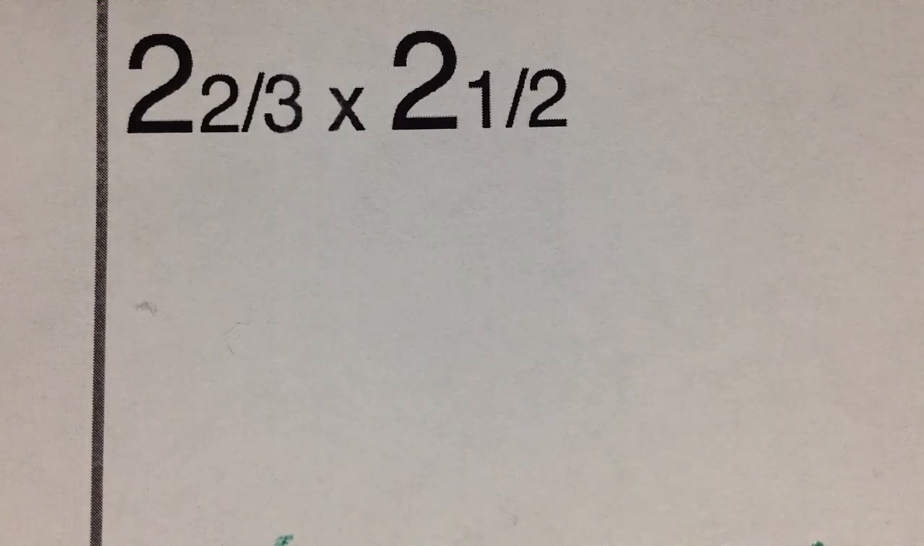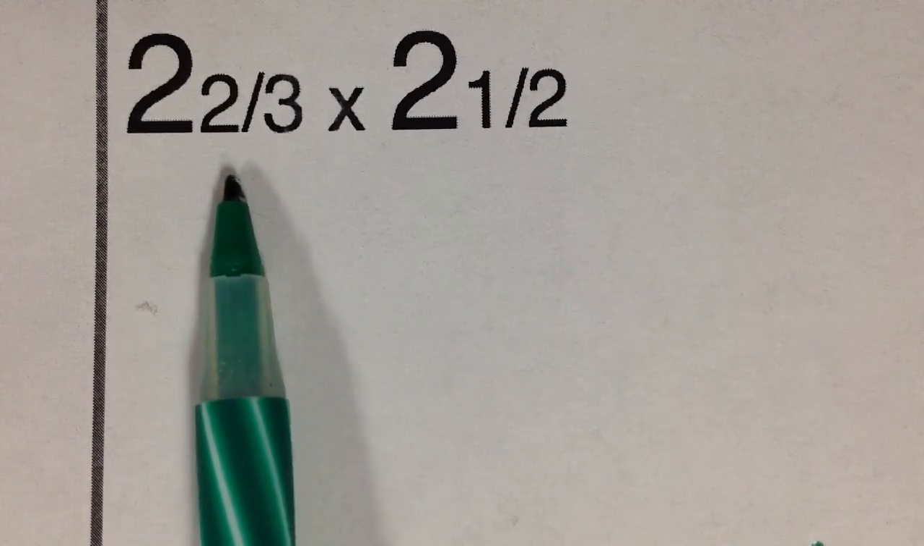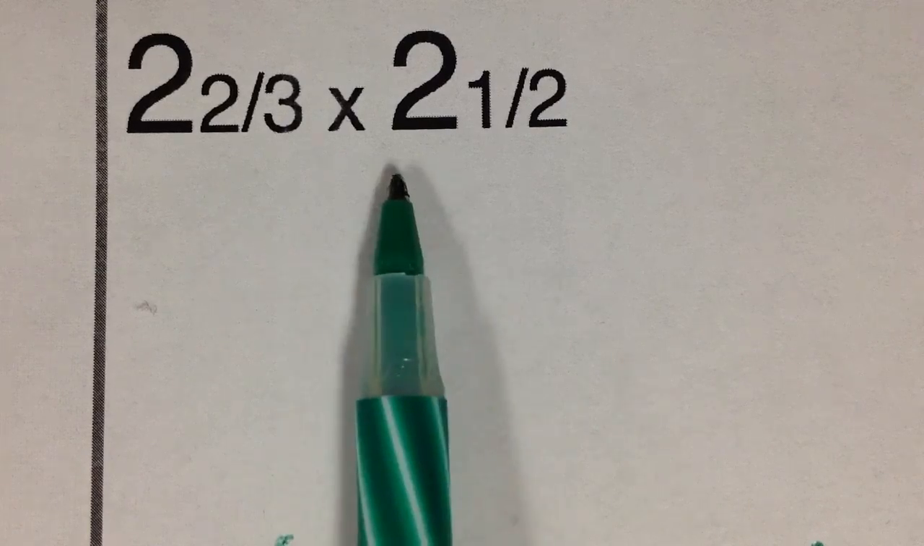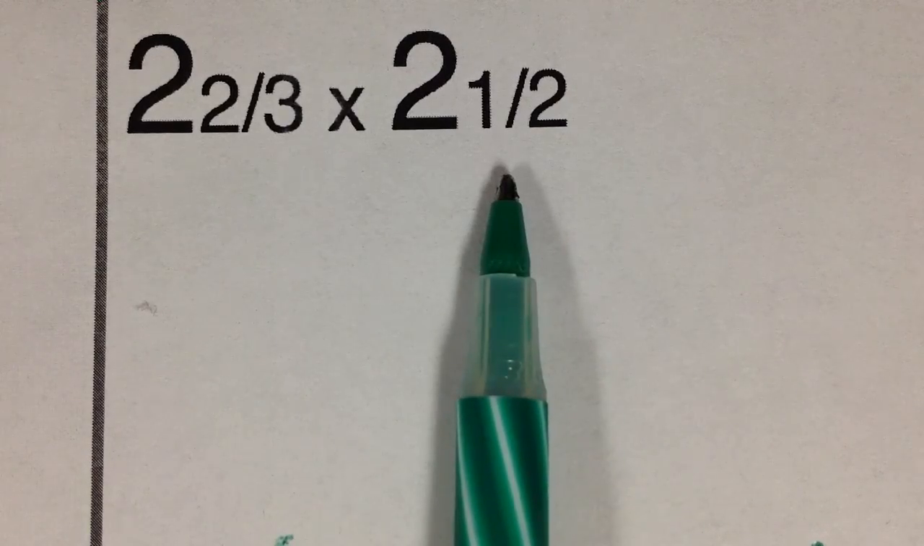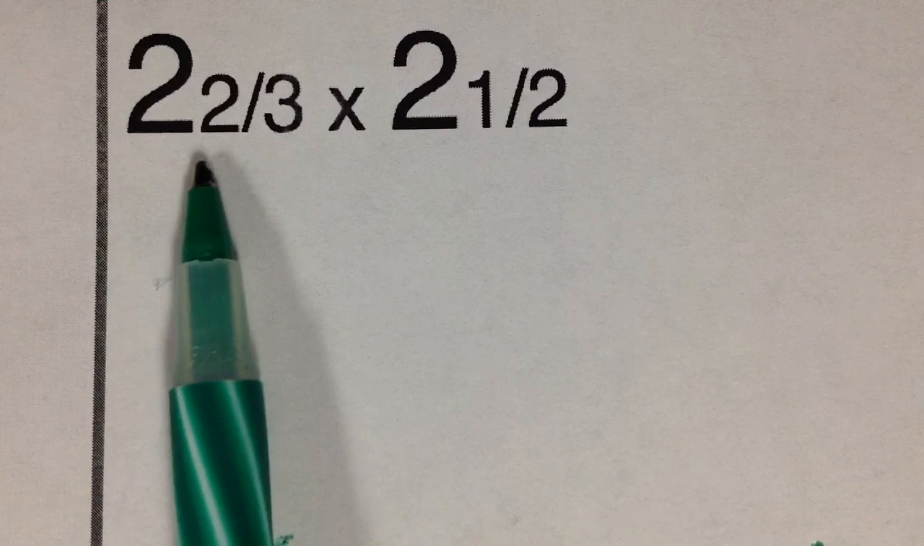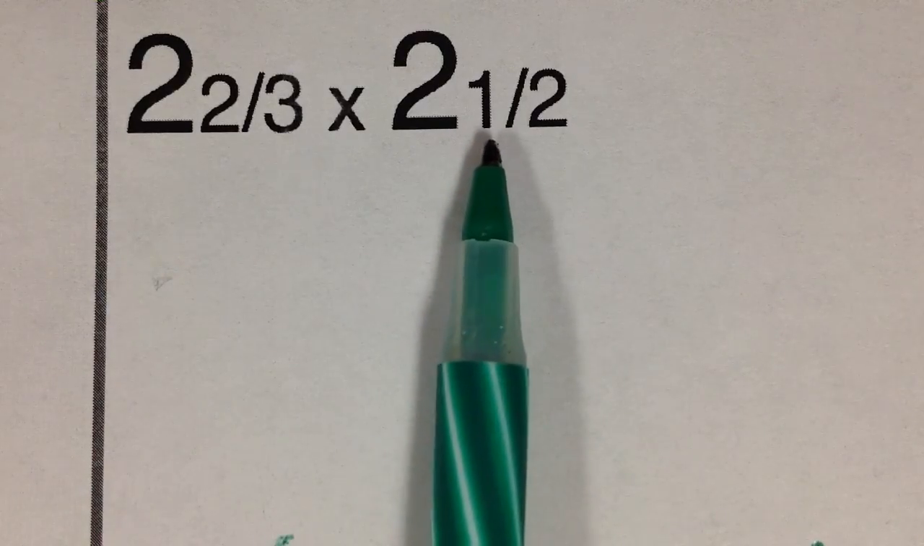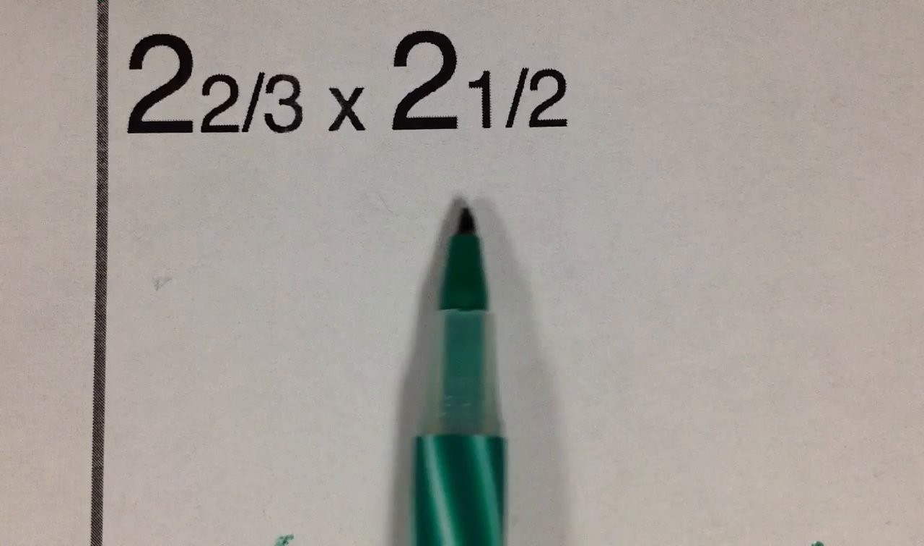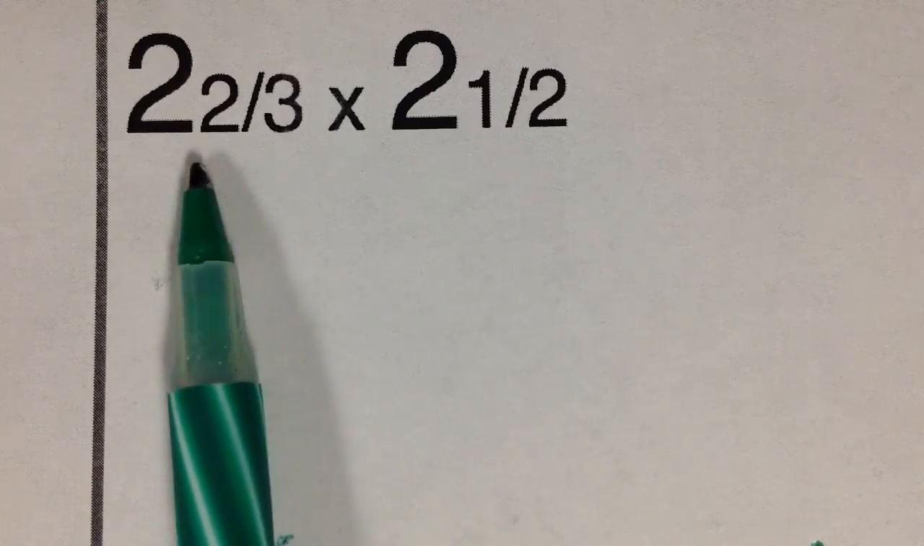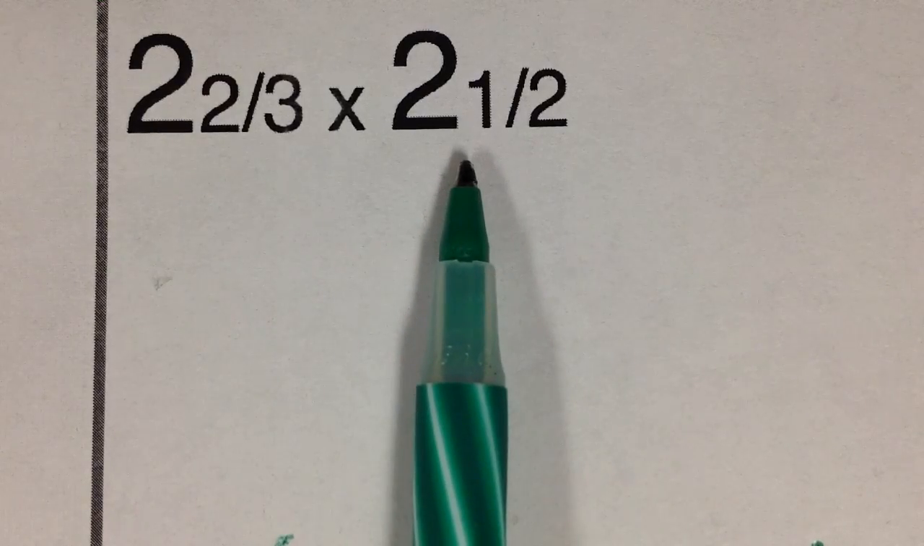So again, with the instructions here, you're supposed to model and calculate each expression. So here's the expression I'm going to do for you: 2 2/3 times 2 1/2. Okay? Now, first I'm going to model 2 2/3. It doesn't matter in this instance which one I model first, because when we're multiplying a mixed number by a mixed number, we're going to make an array.